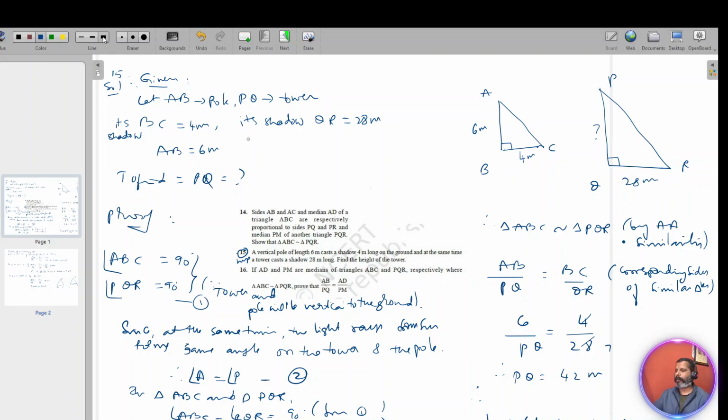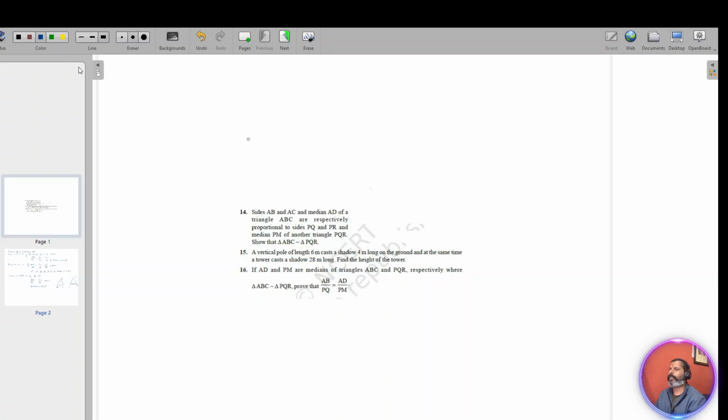This completes the 15th question. It's a very important 3 marks question. We'll move to the last one in the exercise and as well in the chapter, that is the 16th one. What does 16 say? If AD and PM are the medians of triangles ABC and PQR, and the triangles are already similar, they asked us to prove AB by PQ is equal to AD by PM, the ratio of the medians. Let's see.